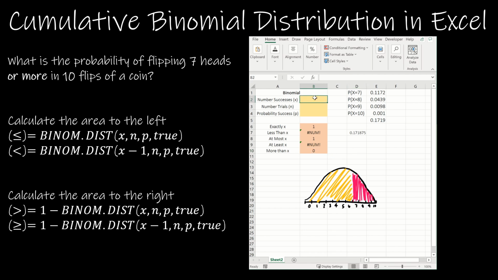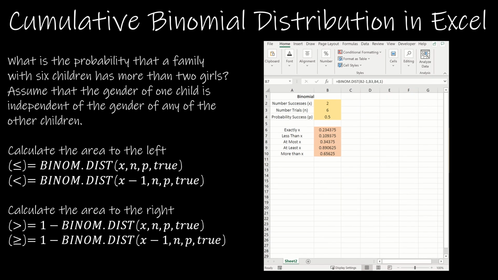So let's take a look at how that's going to work. Number of successes, 7. Number of trials, 10. Probability of success, 0.5. Now, which one's the one that I want? I want at least, because at least is 7 or more. So that's the problem I see often, is people will try this and then use 7 instead of 6, and then they get 0.054, which is more than x. So it's more than 7. So again, that's why we need to make sure that we are smarter than Excel to be able to calculate the correct value.